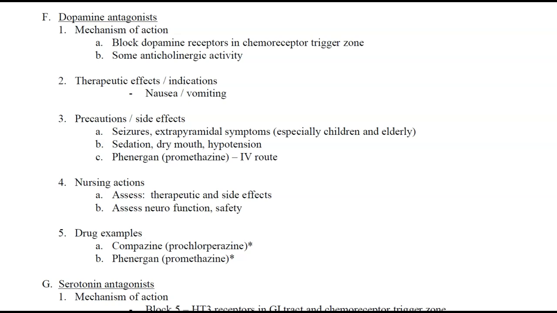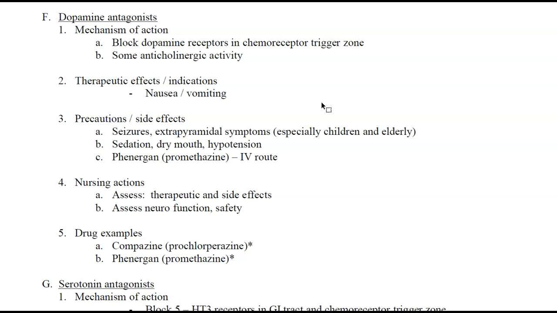Also, when we're administering the medication intravenously, we have to make sure that the concentration is appropriate, because it can cause severe vascular complications and can cause tissue death or tissue damage in the area of injection. Some nursing actions include assessing for therapeutic effects and side effects, and definitely, because of the side effects and because of the mechanism of action of these drugs, we need to assess neurofunction, and also safety assessment is very important.